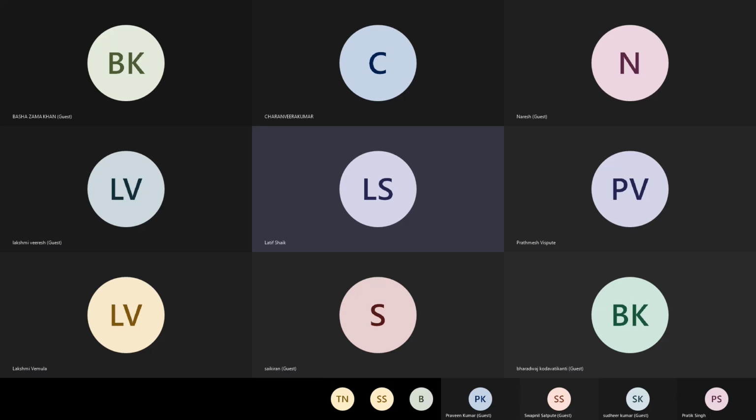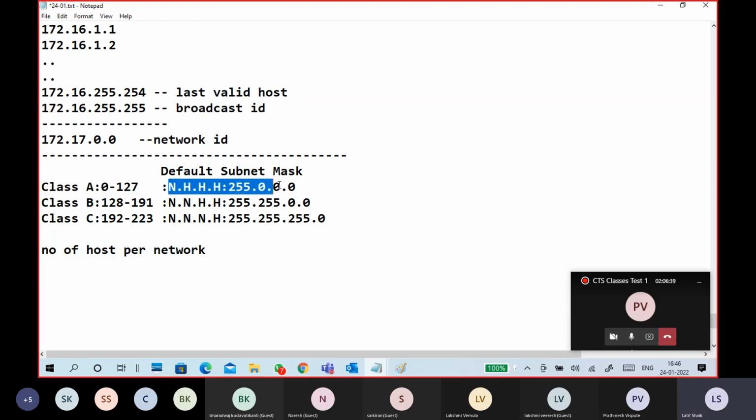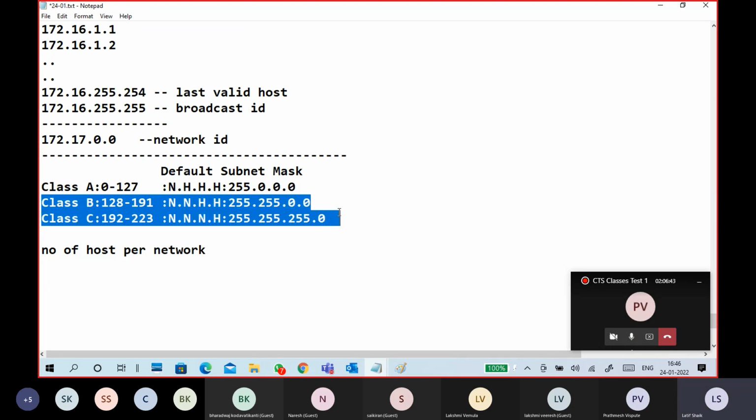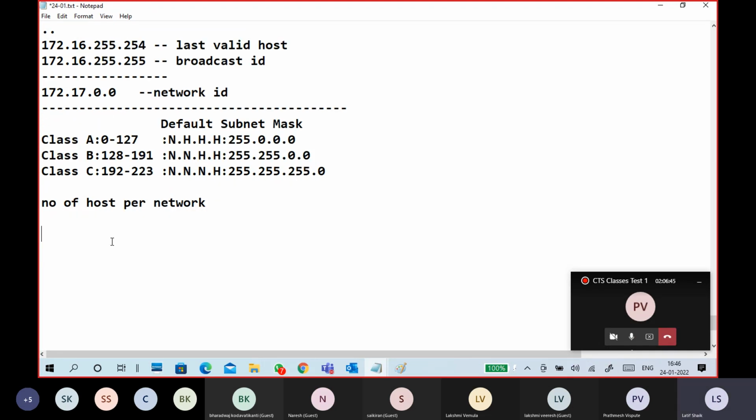Network or a subnet. First, we're going to discuss the network portion and host portion, which we already discussed, and here we'll discuss it in the same way. Guys, remember: network bits mean ones, and host bits mean zeros. The subnet mask or a host portion.